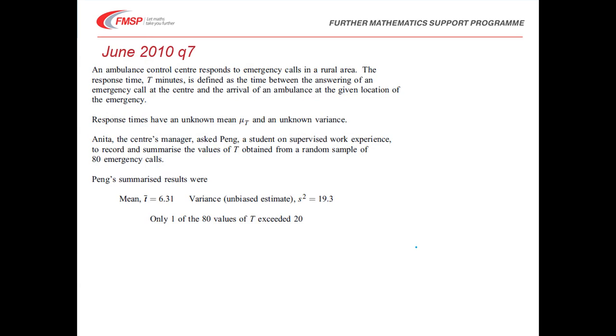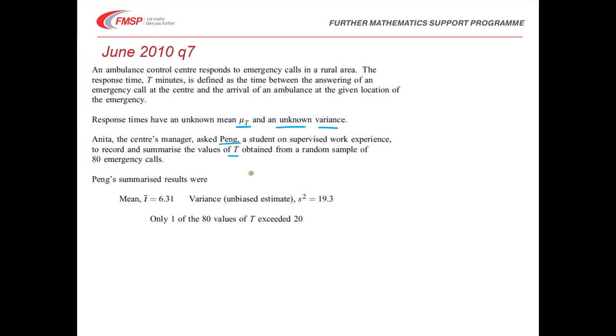Okay, so a slightly different question. An ambulance control centre responds to emergency calls in a rural area. The response time T is defined as the time between answering the emergency call at the centre and arrival. Response times have an unknown mean and an unknown variance. Anita, the centre's manager, asks Peng, a student on work experience, to record and summarise the values of T obtained from the 80 emergency calls.